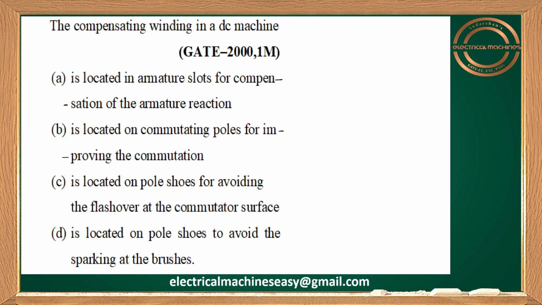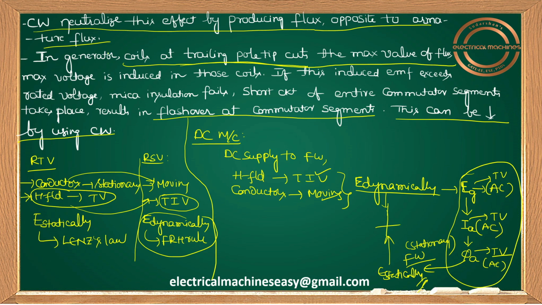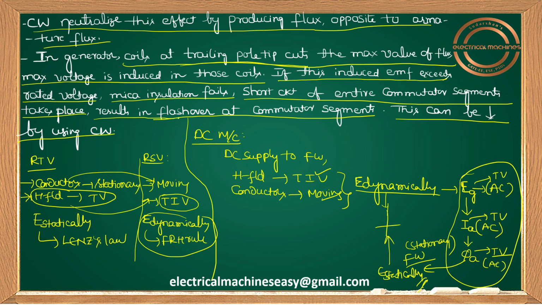So let me show you that point here. Yes, in a generator, coils at a trailing pole tip cut the maximum value of flux. Therefore, maximum voltage is induced in those coils. If this induced EMF exceeds the rated voltage, I told you the mica insulation fails, a short circuit between commutator segments takes place, and it results in flashover across the segments. This can be reduced by using compensating winding.